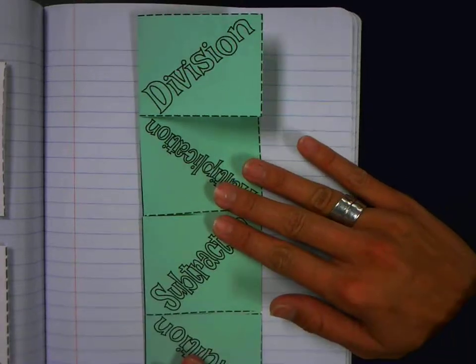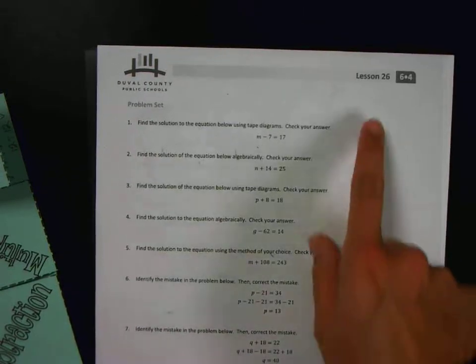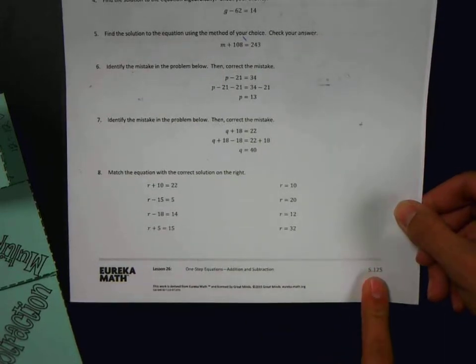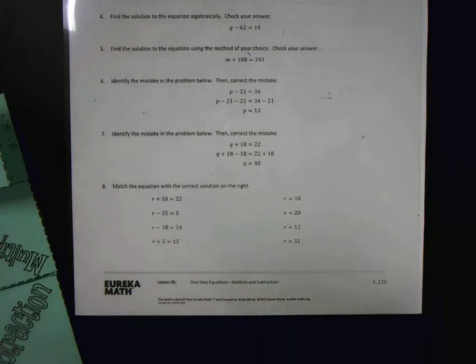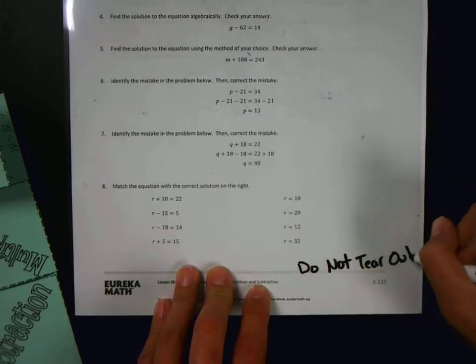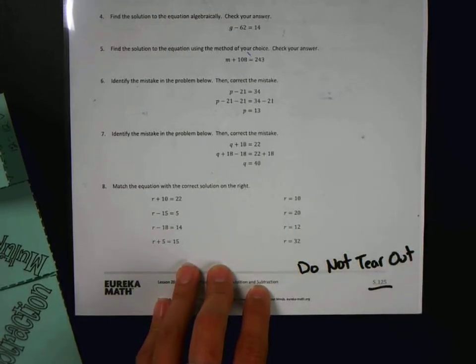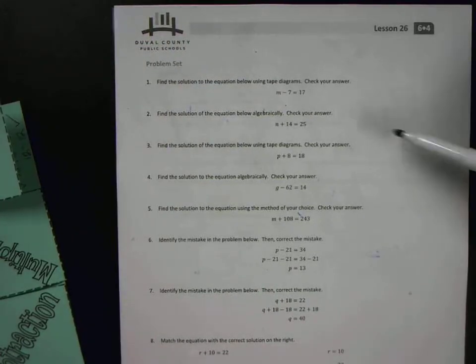All right. If you turn into your Eureka book, we are going to work with lesson 26. That's going to be on page 125. You are not ripping this out. I repeat, do not tear out. Okay, I'll leave them right at the bottom. We're just going to that page, 125. We're going to do a couple problems on here, probably maybe only 2. This is for addition and subtraction. So I definitely want to do number 2, and then we're going to do number 6.